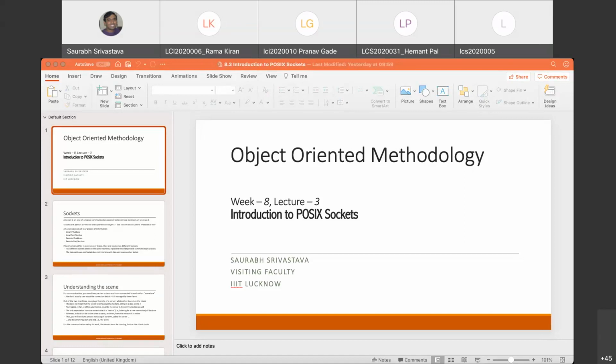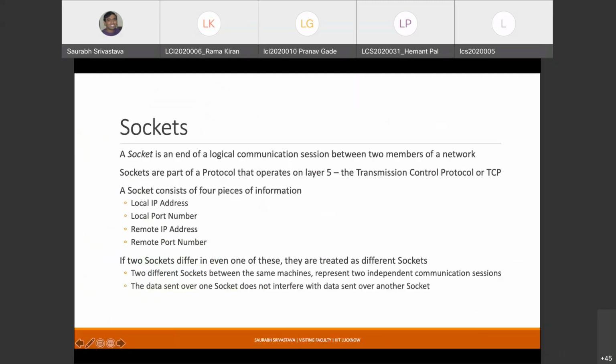So if you want to do that on your own using, let us say, C or C++, there is a library out there called the POSIX sockets library. So this library can be used by you. Let us just have a look at what sockets are. A socket is essentially an end of that logical communication session that I talked about, right?